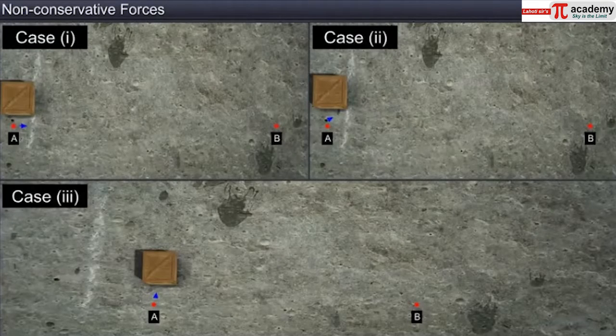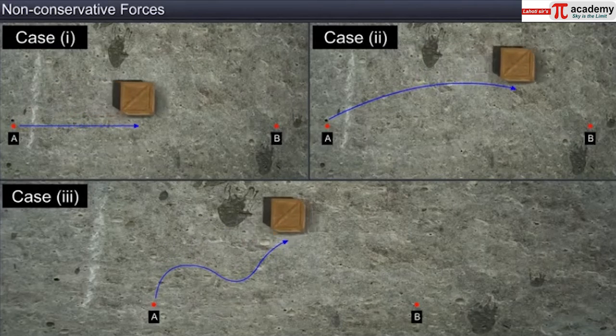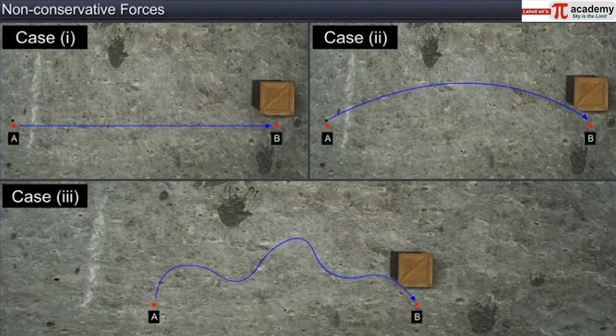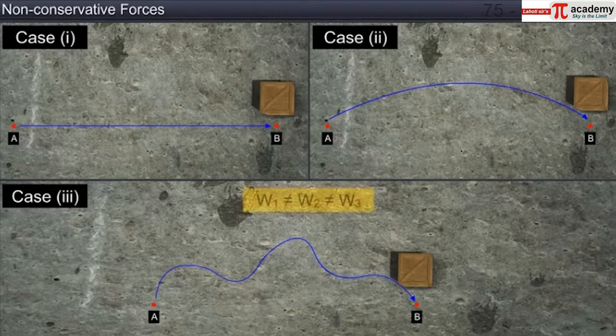In all the three cases, the block moves across different distances. Now, frictional force depends on the distance covered by the block. So, the frictional force acting on the block as it moves across three different distances is different. Hence, the work done in each of the three cases is also different. Therefore, we can say that W1 is not equal to W2, which is not equal to W3.